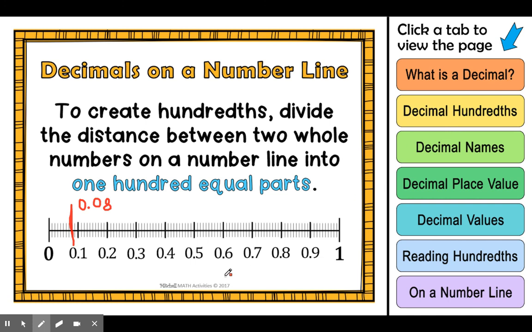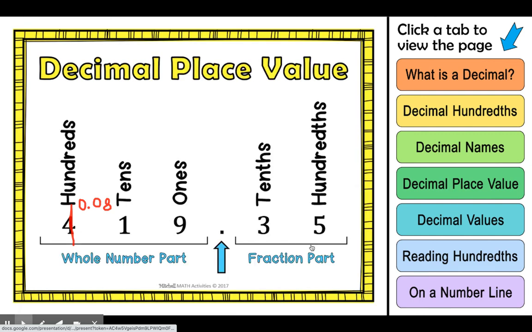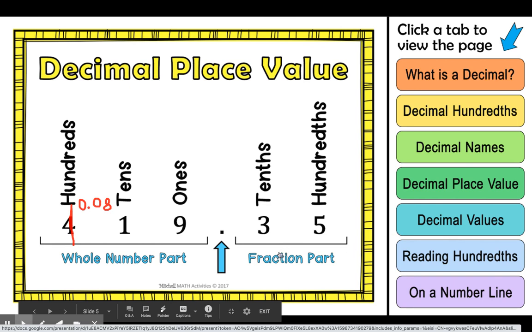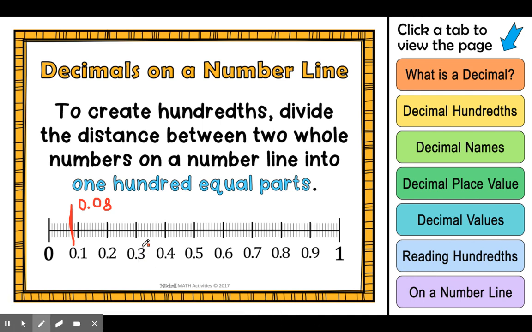Okay, and then if I wanted to show another one, we could do 35 hundredths here. Here's my 3/10. So I need 3/10 plus 5 hundredths. So it's going to be right here in between the 3/10 and the 4/10. And this is how I would write it. 3/10 plus 5 hundredths makes 35 hundredths.